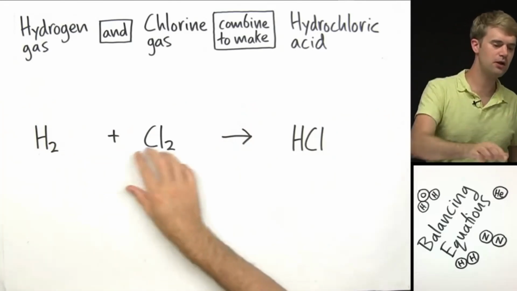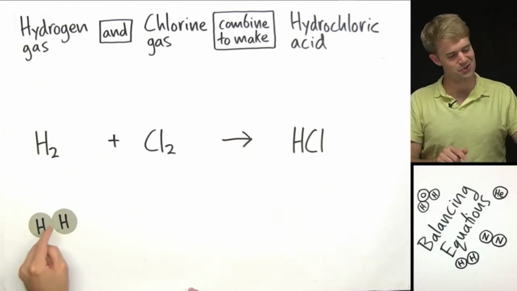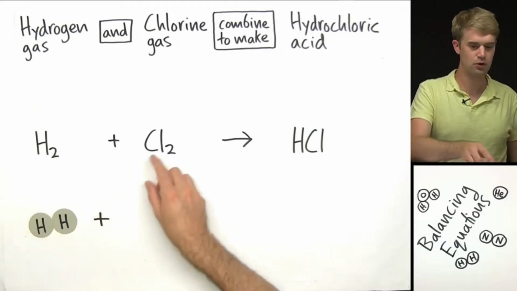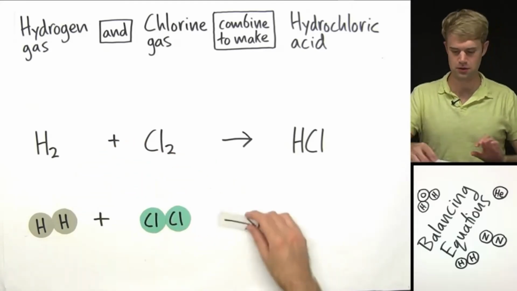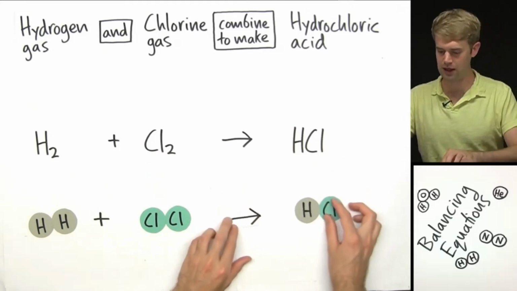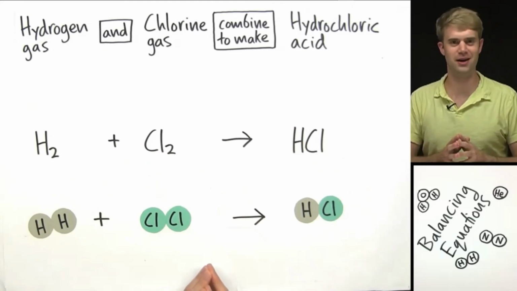Okay, so we got a molecule of hydrogen gas. It looks like this. We got 2 hydrogen atoms, 1, 2. Then we got some chlorine gas. We got a molecule of that. 2 chlorine atoms. Got our arrow, and finally a molecule of hydrochloric acid. So there it is, 1 hydrogen and 1 chlorine.